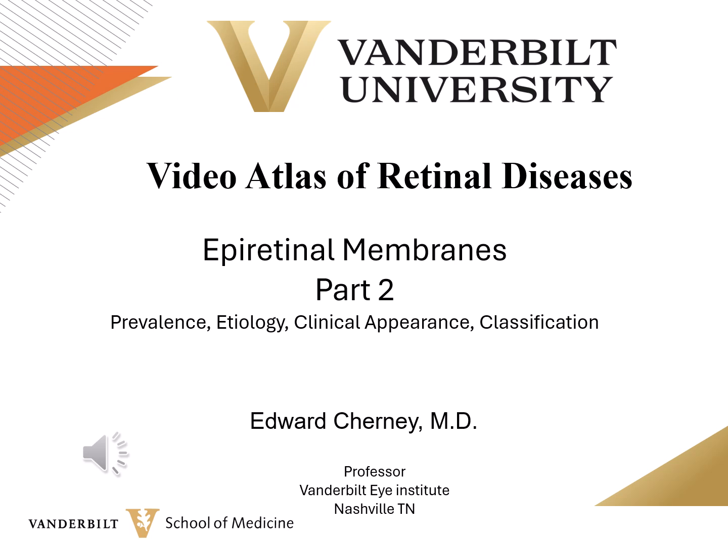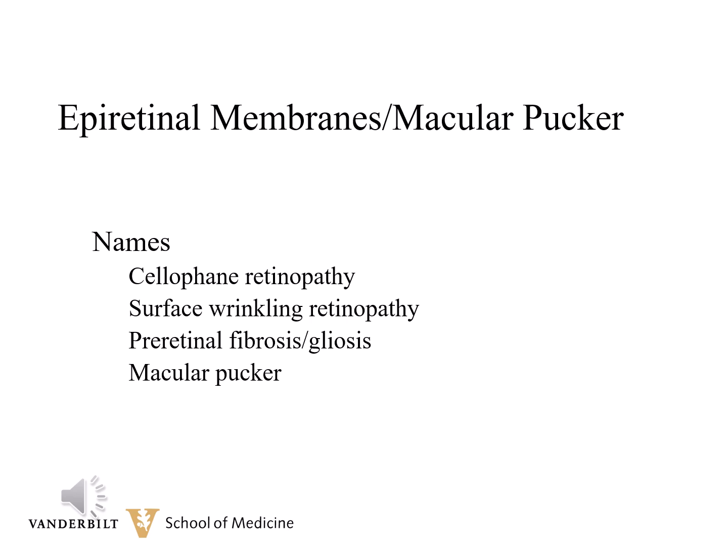In this lesson, we'll concentrate on the etiology, prevalence, clinical appearance, and classification of epiretinal membranes. We will also have a slide or two on the histology. If you research the older literature, you will find many different names for this condition. They include the clinical descriptions of cellophane retinopathy, surface wrinkling retinopathy, pre-retinal fibrosis or gliosis, as well as the more recent macular pucker and epiretinal membrane descriptions.